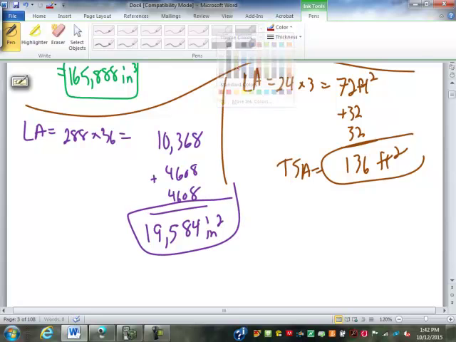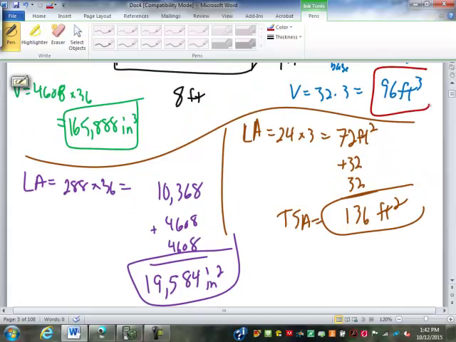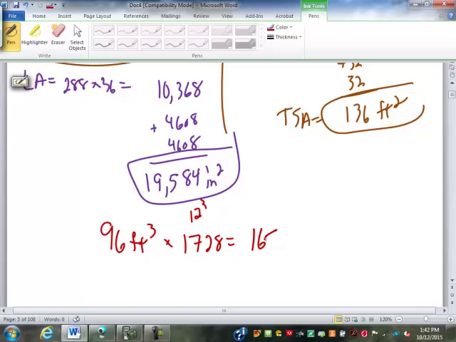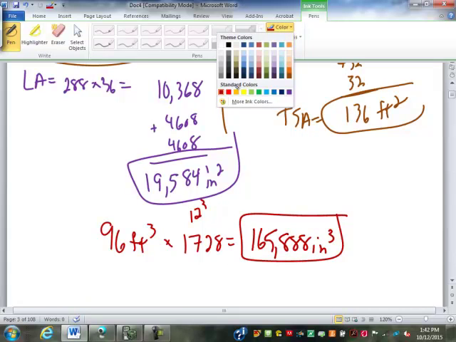Now I did this problem for 2 reasons. 1, a little bit of review, but 2, to point out the conversion. If I want to convert cubic feet into cubic inches, what am I doing? Multiply by 12 3 times. There you go. 96 cubic feet. Last warning, guys. It's actually 12 to the 3rd power, or 1728, which gives us the 165,888. So that conversion holds true.